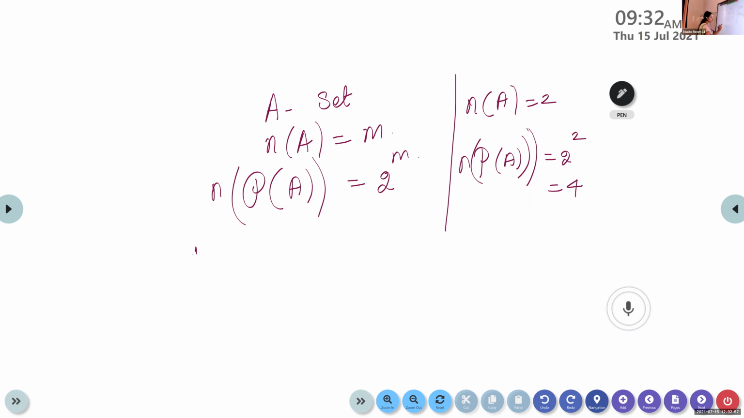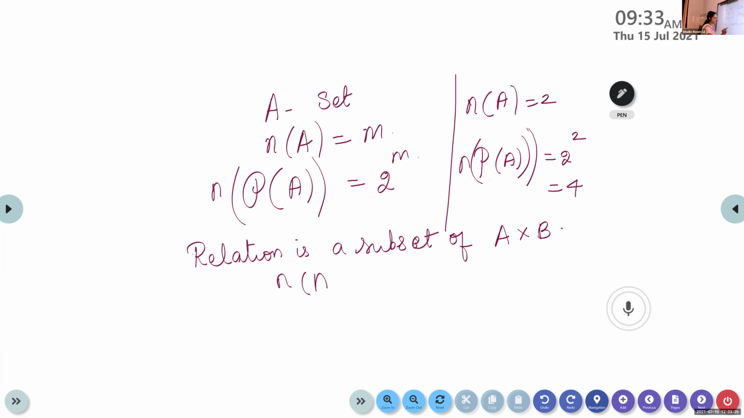What do we know about a relation? Relation is a subset of A cross B, isn't it? So we want to find how many subsets can be defined for A cross B. For example, suppose n of A is m and n of B is n.